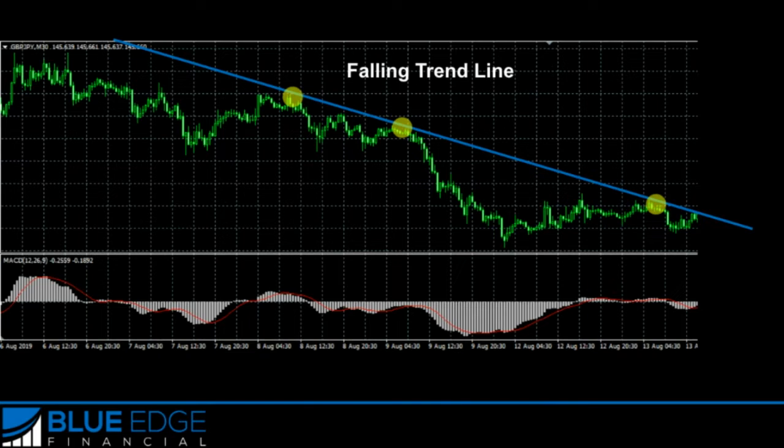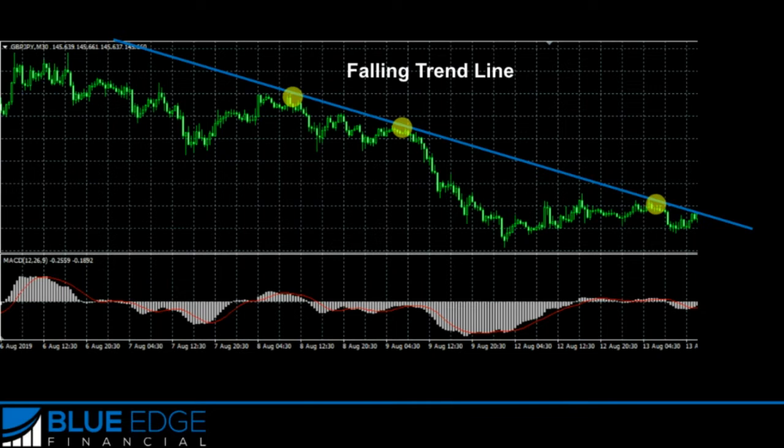Another way to spot a possible breakout is by drawing trend lines on a chart. Remember, when drawing trend lines, it is best if you can connect at least two tops or bottoms, as you can see here. The more tops or bottoms that connect, the stronger the trend line. So after drawing the trend line, how can you use it to your advantage?